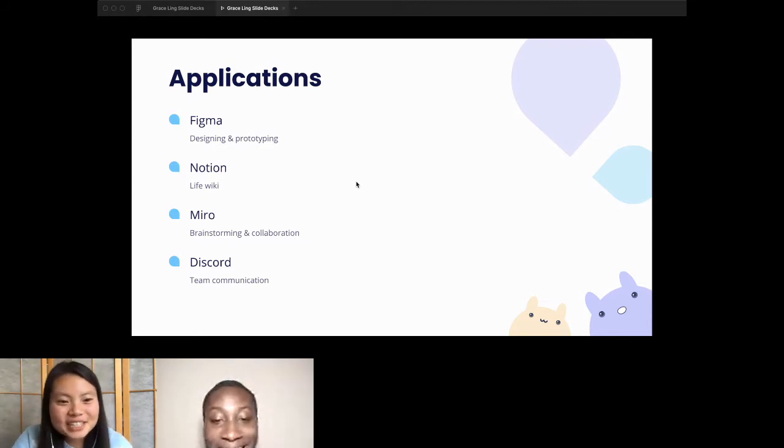I also love Notion. It's like a life wiki for me. Miro is also good for brainstorming and collaboration with people who might not be in design or too familiar with Figma. And also Discord for team communication. I prefer Discord over Slack.